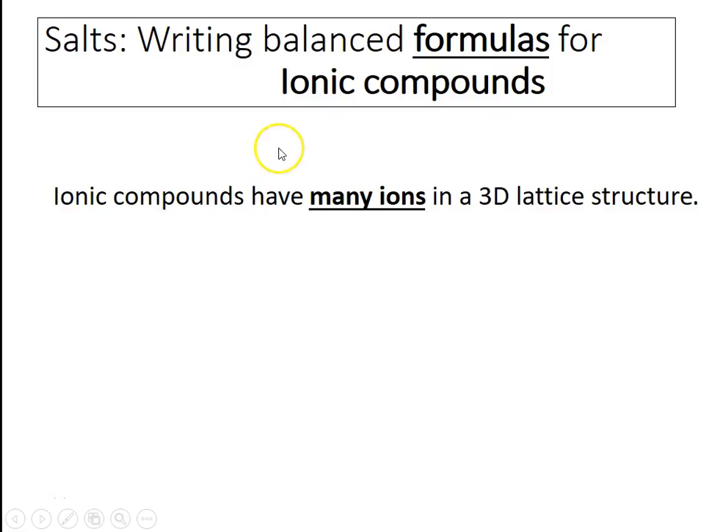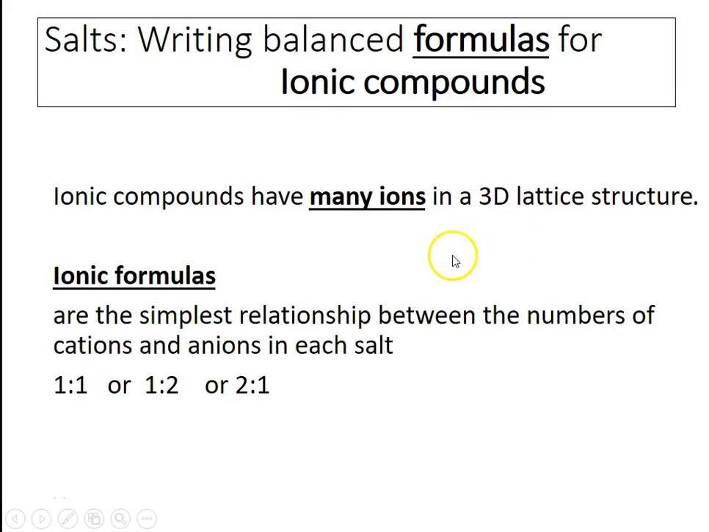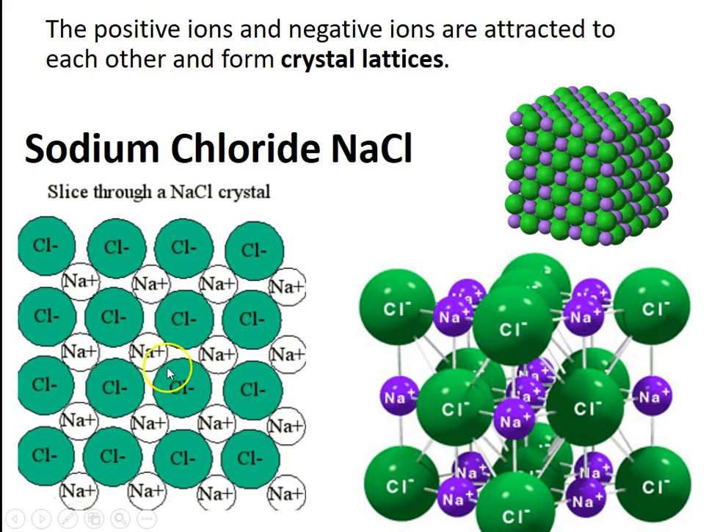Okay, this video is how to write balanced formulas for ionic compounds. Ionic compounds have many ions in a three-dimensional lattice, and the formulas are a simple relationship between the number of cations and anions in each of them.